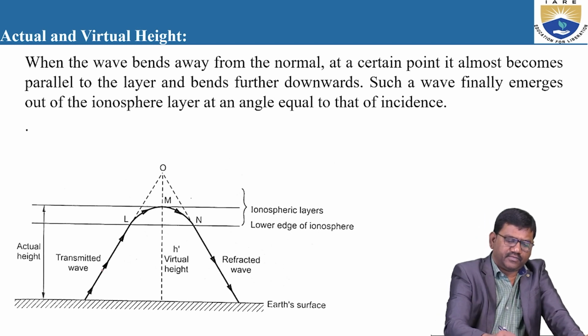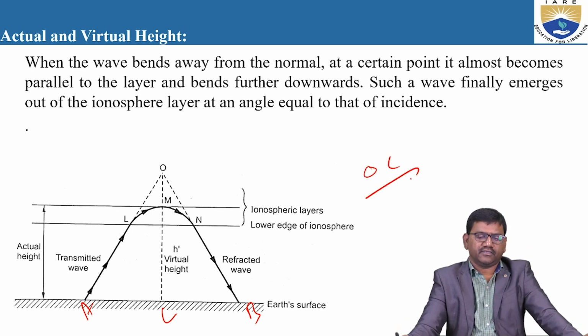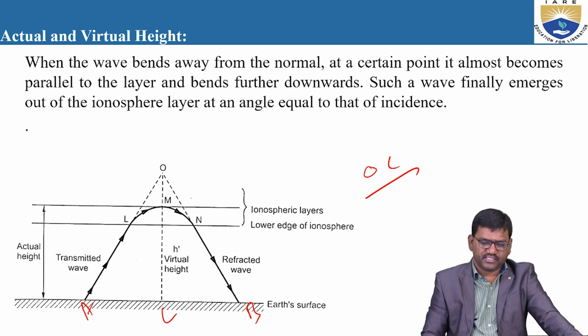So here, the signal is going to reflect from A, O and B, and this height OC is known as the virtual height. Where the reflection virtually happens, we call it the virtual height. When the skywave bends away from the normal at a certain point, it almost becomes parallel to the layer and bends further. Such a wave finally emerges out of the atmospheric layer at an angle equal to that of incidence.